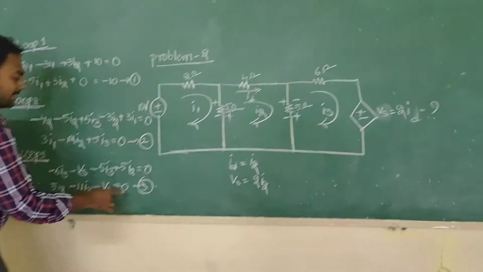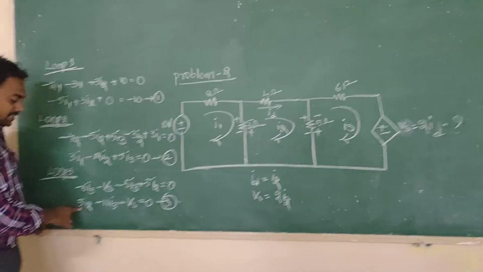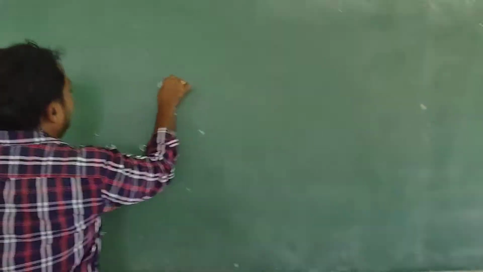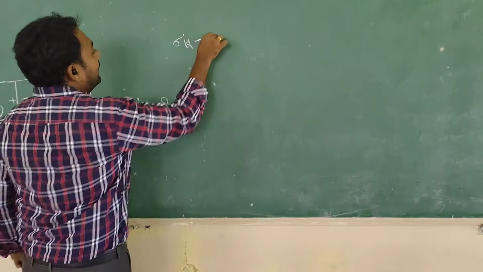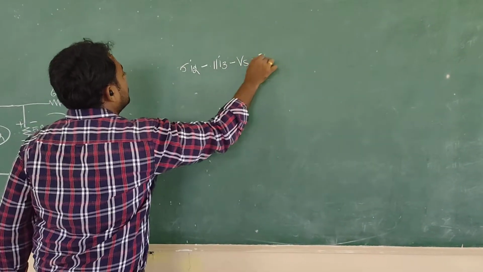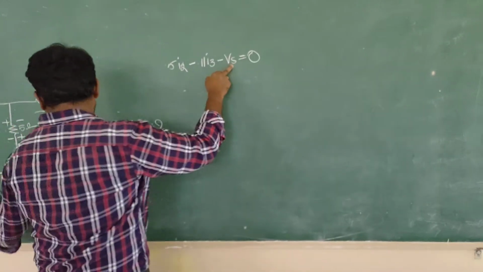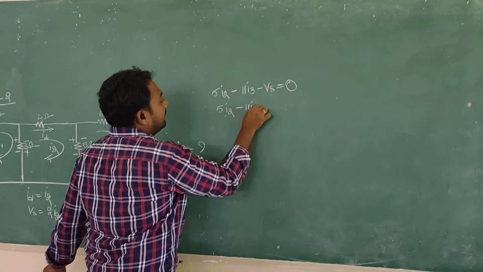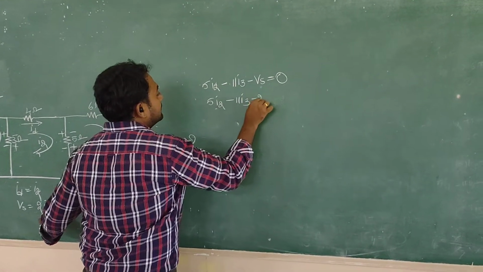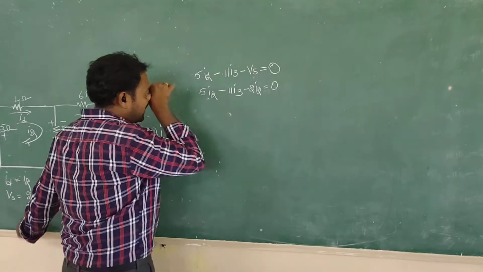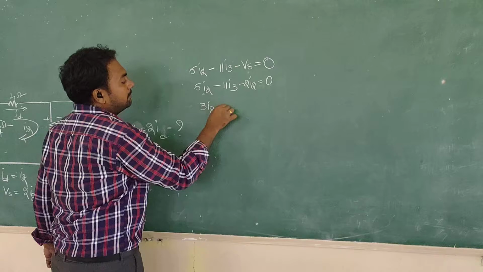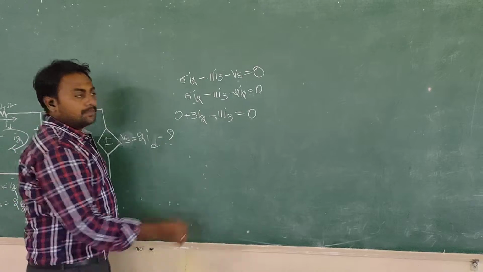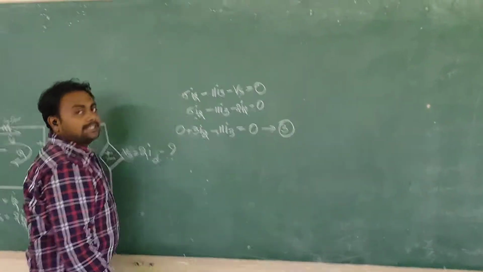If I substitute Vs as 2 times I2 in the third equation, 5I2 minus 11I3 minus Vs is equal to 0, we get 5I2 minus 11I3 minus 2I2 is equal to 0. So we get 3I2 minus 11I3 is equal to 0. There is no I1 value, so I place 0. Finally, this is our third equation.